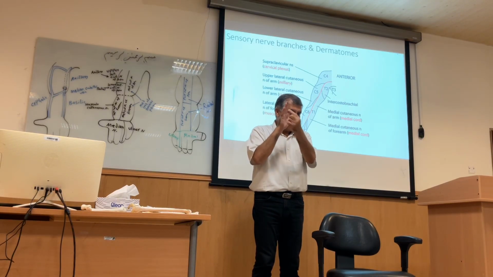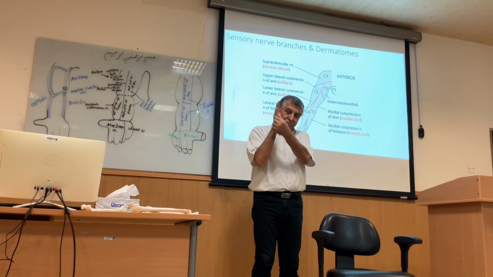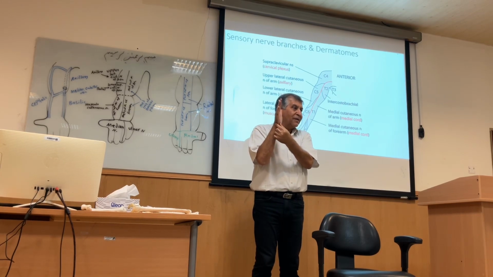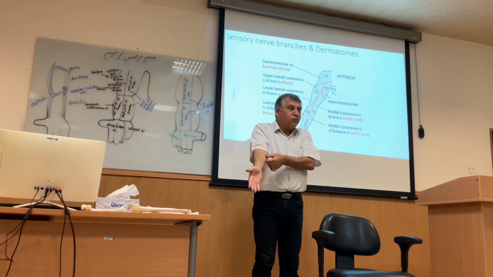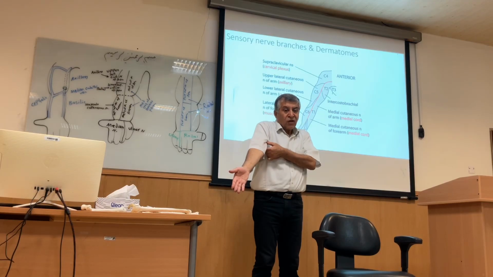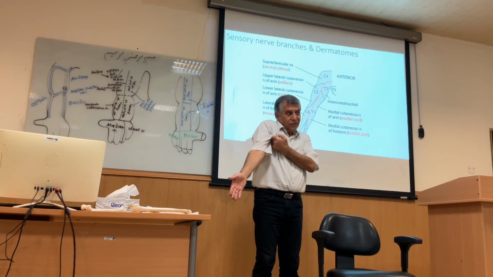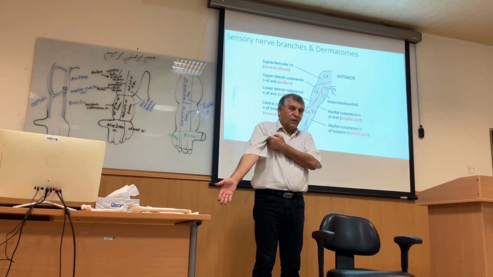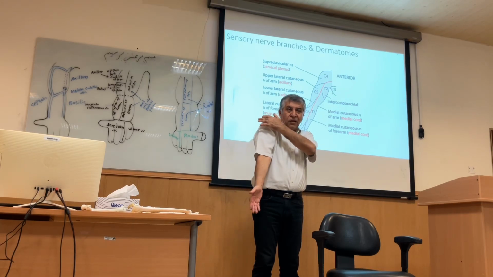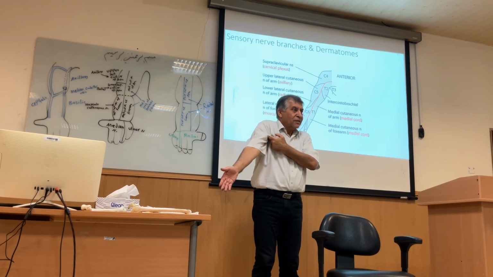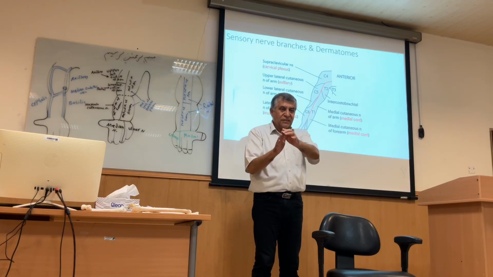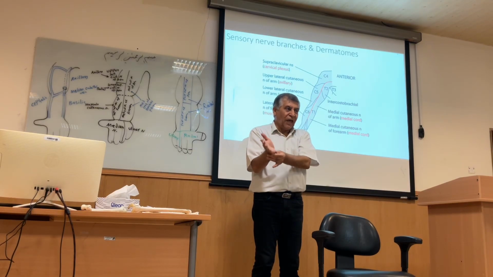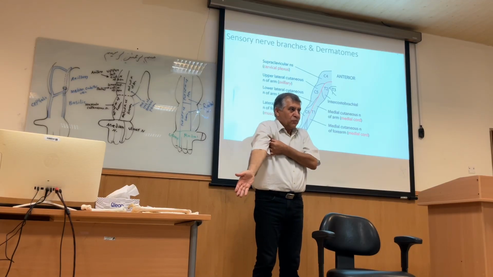C7. Little finger and medial side of the hand, C8. Medial side of the forearm, T1. Medial side of the arm and axilla, T2. Okay? Beginning by C4 and C2: C4, C5, C6, C7, C8, T1, T2.